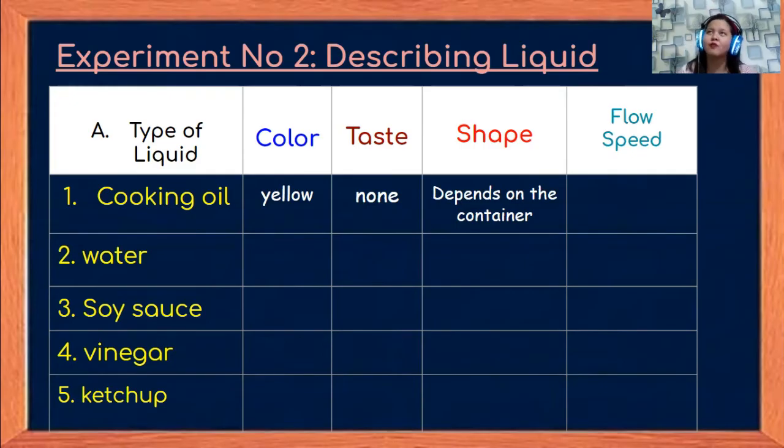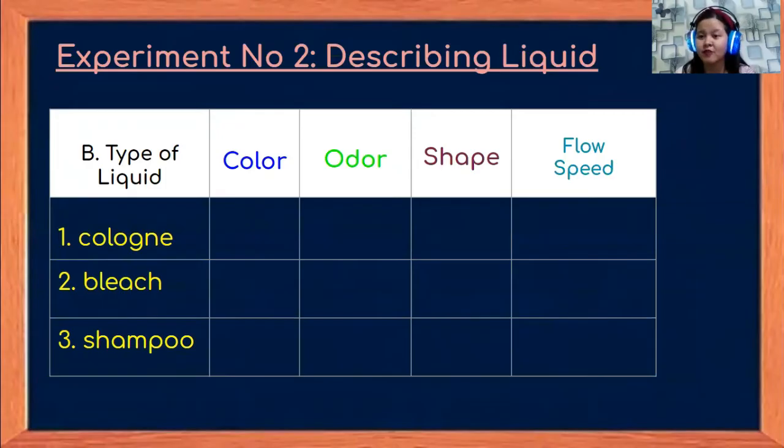Okay, in terms of flow speed, I have tried the speed of the cooking oil, and for me it is fast. You can do this later after you watch this video. For now, we have here other types of liquid which you can describe based on their color, odor, shape, and flow speed. As you can see, the taste is not included here because these types of liquids are not allowed to be tasted, because you might get poisoned if you tasted the cologne, the bleach, and the shampoo. So no.